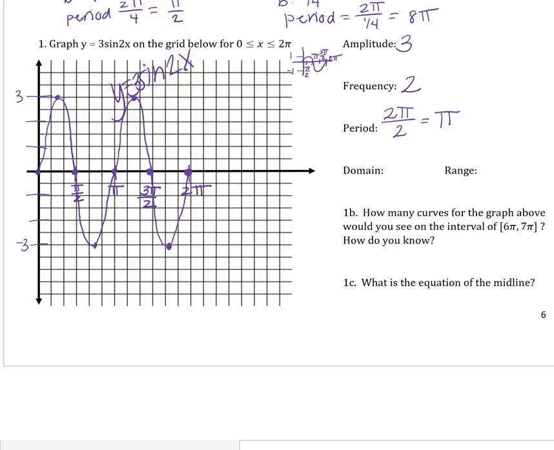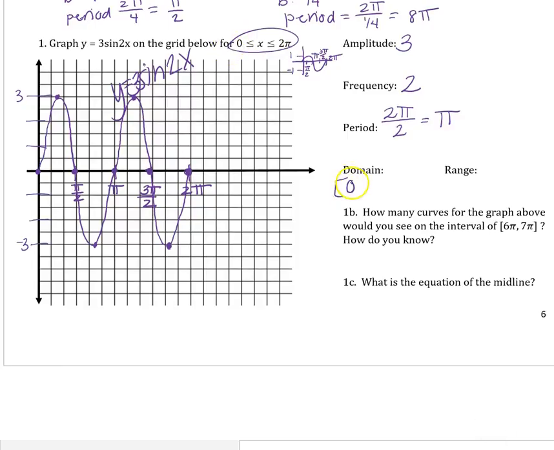Okay, and it's nice to do a good visual check here. Does it look like my graph is, first of all, sine? Yes, this is a sine curve. Does the amplitude look like it's 3? Yes. From the midline, I'm going up 3 units to get to a max. And lastly, does it look like I have 2 full sine curves between 0 and 2 pi? And that I do. So then the last couple of questions here, the domain. Well, they gave me the domain they wanted me to graph it on, so 0 to 2 pi. And the range, because I'm oscillating between -3 and 3, that is my range.